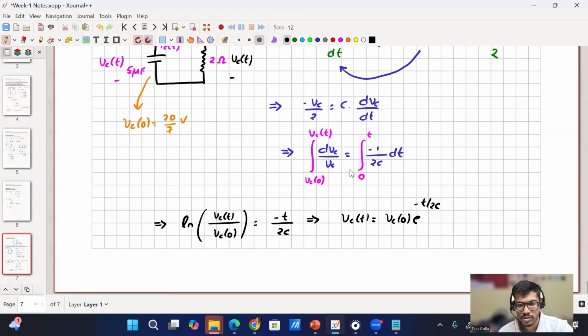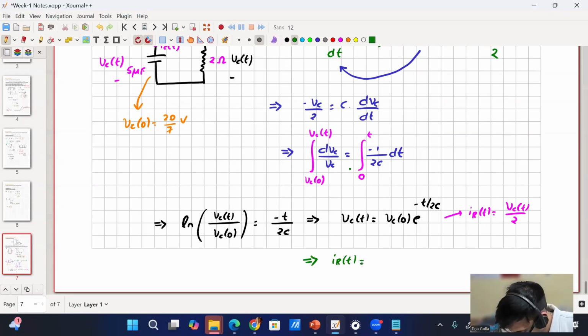Yes. So from this, I now know that IR of t is nothing but Vc of t by 2 ohms. Vc of 0 is 20 by 7, so IR of t is 10 by 7, because divided by 2, 10 by 7 e to the power minus t by the capacitance, which is 5 micro. So t by 10 micro. In this way I can solve for the resistor current as a function of time.